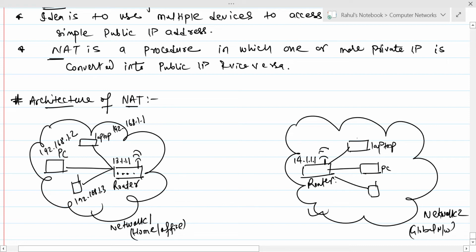So they may have, and this is a very important part, the same IP addresses, let's say 192.168.1.1, 192.168.1.2 and 192.168.1.3, right?